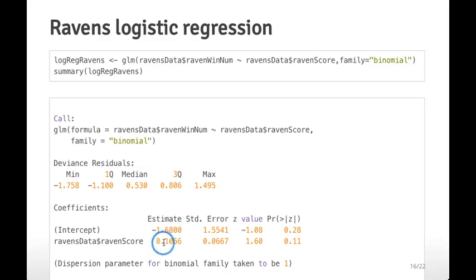And then this number, the estimate for the Raven score term, is the log odds ratio for a 1 unit increase in the Raven score. So every time the Ravens score 1 point, their log odds ratio is increased by 0.1. And so what you can see is, since this is a positive number, as they score more points, they're more likely to win. And so that's not surprising.